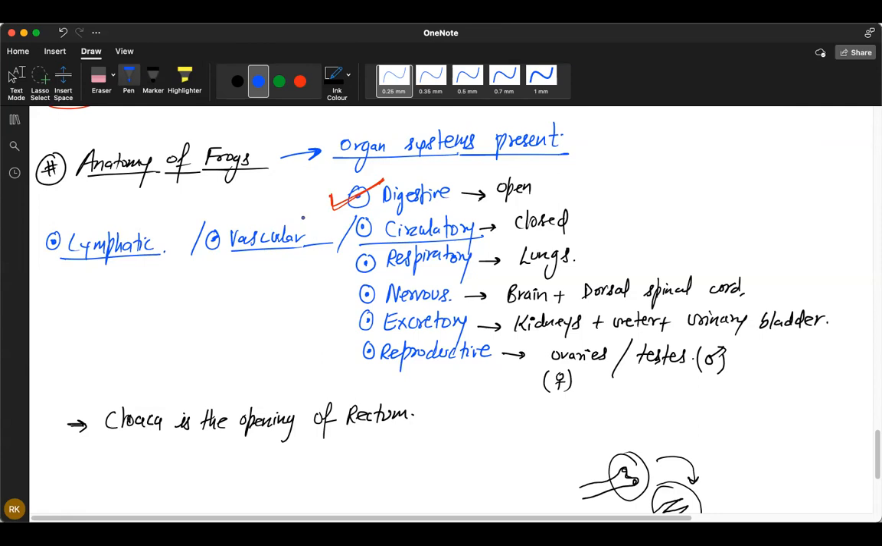So these are all similarities we are talking about: heart, blood vessels, and blood. Similarly, in the lymphatic system, just like humans, they have lymphatic vessels and lymph nodes. Write down, they have lymphatic vessels and lymph nodes.